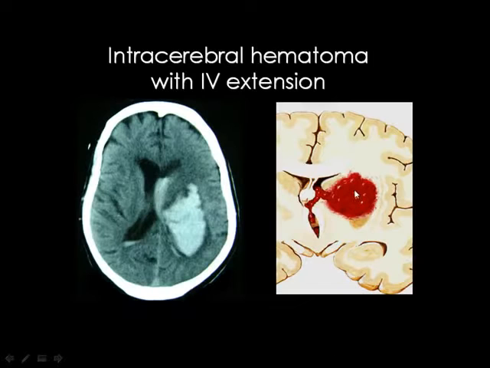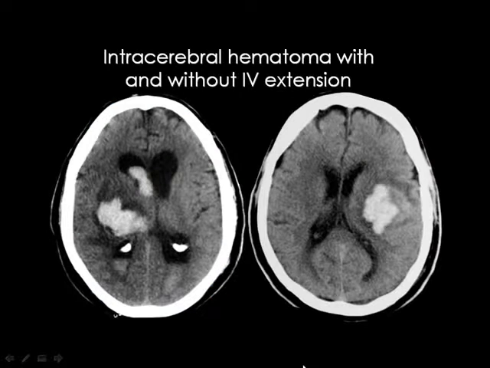Then the intracerebral hematoma will be close to the ventricle, and the wall of the ventricle is very thin. Then the hematoma has the chance to extend inside the ventricle, resulting in intraventricular bleeding. And this is an example. You see this hematoma, which has extended inside the ventricle and the opposite ventricle as well, resulting in an intracerebral and intraventricular hemorrhage.